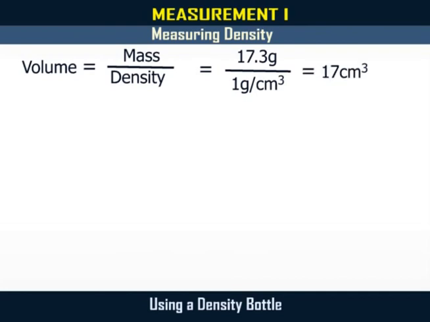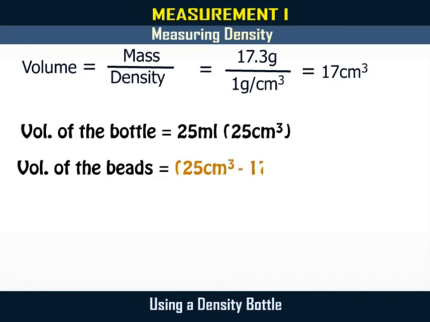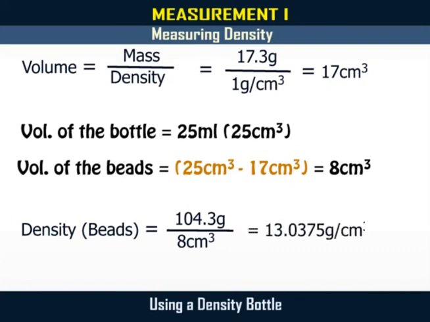That gives us 17 cubic centimeters. Again, we know that the total volume of the bottle is 25 milliliters or 25 cubic centimeters. If the water takes 17 cubic centimeters, then the beads must have taken 25.0 minus 17 cubic centimeters, which is equal to 8 cubic centimeters. So the density of the beads is equal to mass of the beads over volume of the beads, 104.3 grams over 8 cubic centimeters. That gives us 13.0375 grams per cubic centimeter.